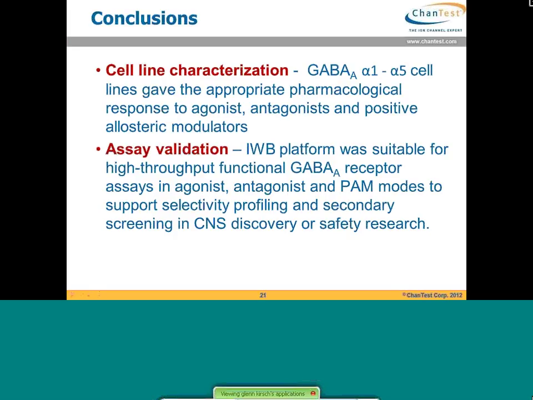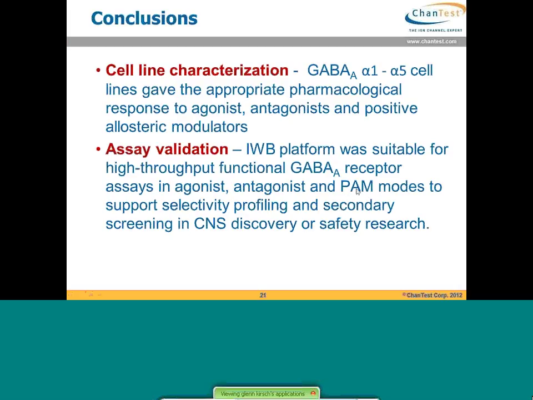These cell lines then are suitable for use in IonWorks Barracuda, and these are cell lines that are available for sale as cell research products. And we've also then developed assays that we can offer as services on the IonWorks Barracuda platform. It's suitable for functional assays in a semi-high throughput mode for both agonist, antagonist, and positive allosteric experiments.